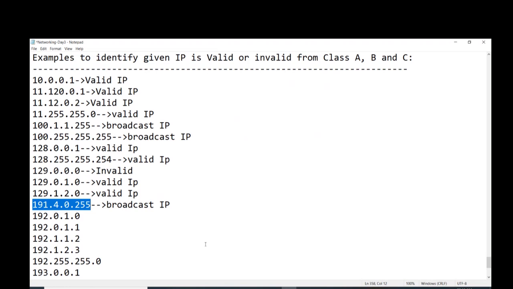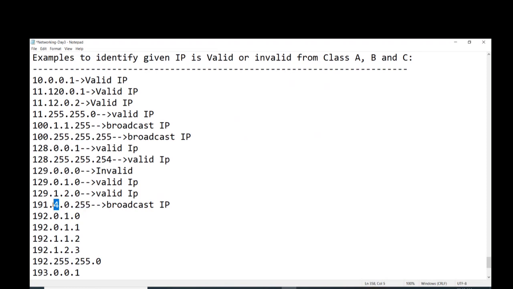What class does 191 belong to, class A, class B, or class C? It's not a broadcast ID, but it's invalid. No, it's not invalid. 191 comes in class B, sir. What is the network ID of this IP?